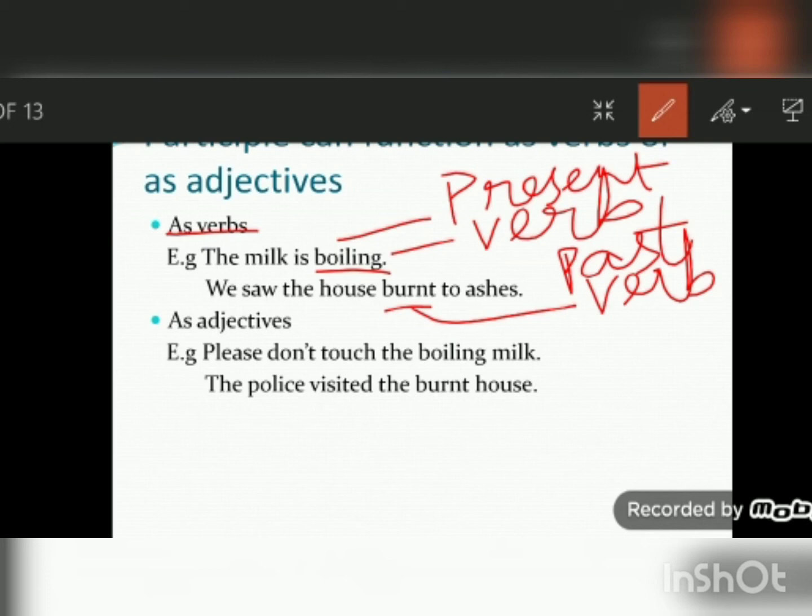So here the participle functions as verb in both the sentences. In the first one it functions as present participle form of the verb which functions as verb, and in the second sentence the past participle which functions as verb in the sentence.